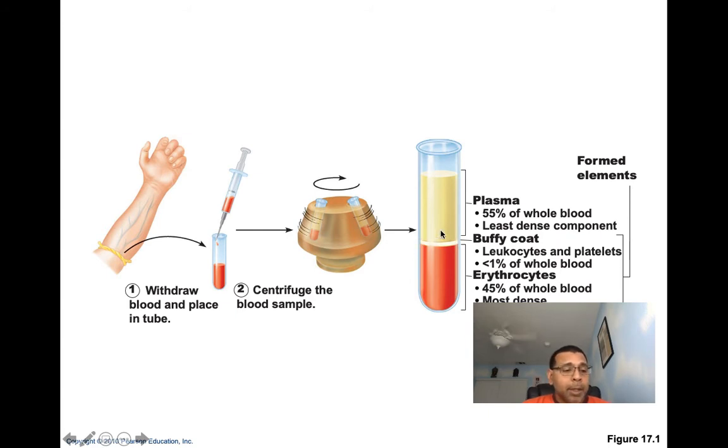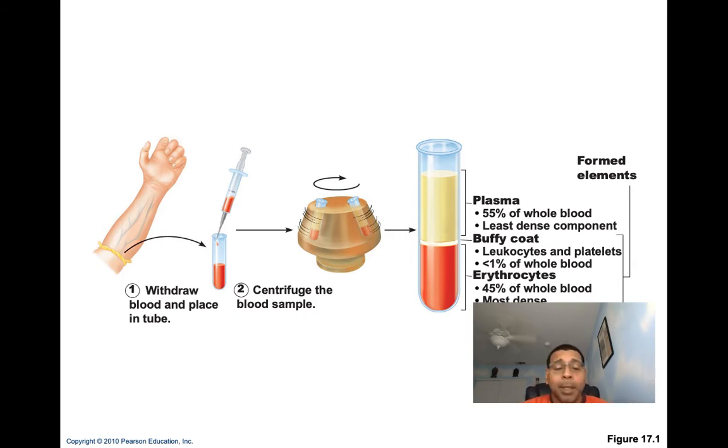Next, we have platelets. Platelets are cell fragments, so pieces of cells, that help stop bleeding. They're also found in the buffy coat. Leukocytes and platelets make up less than 1% of whole blood, unless, obviously, there is an active infection, in which case more white blood cells will be in the picture and that population will increase.